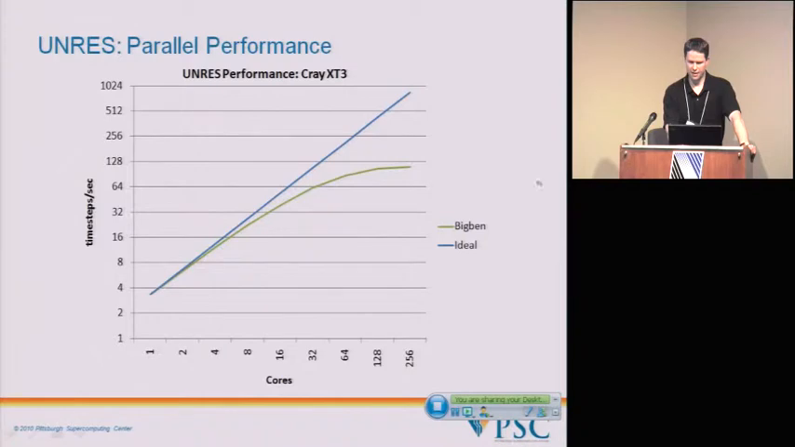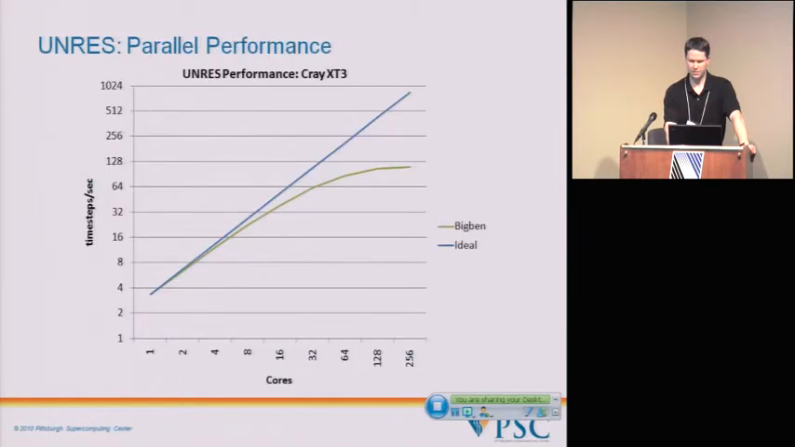So this is just a look at the parallel performance. You can see that it was doing okay up to about 16 cores, and then it rapidly would fall off for this particular size of problem that we're looking at here. So there's definitely some parallel performance issues here.